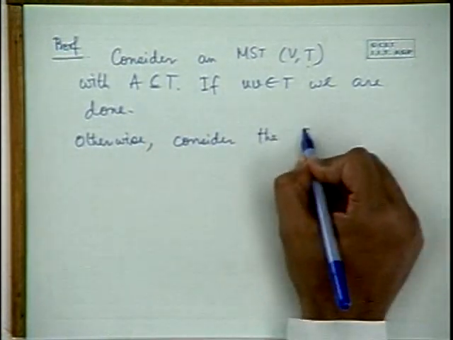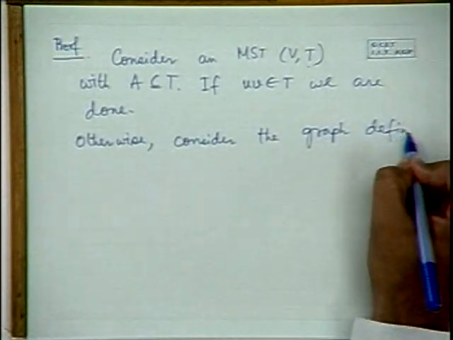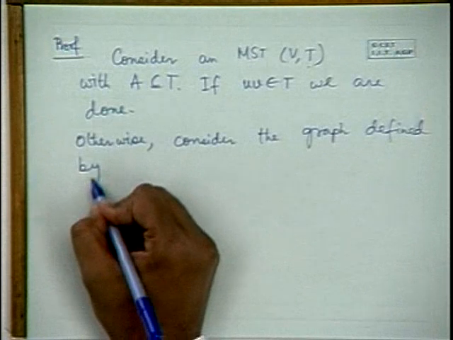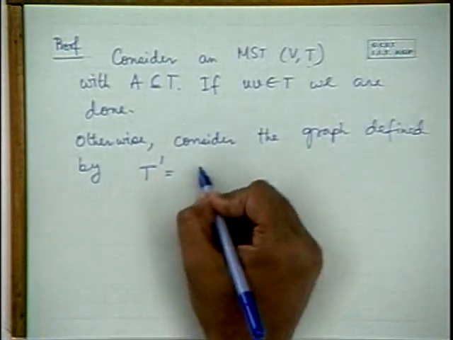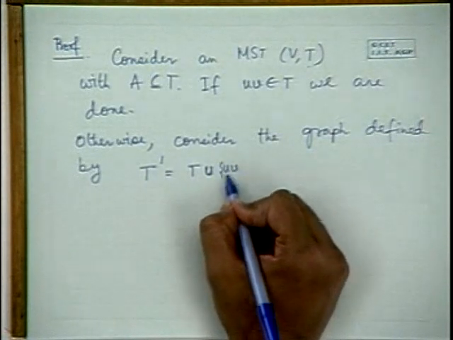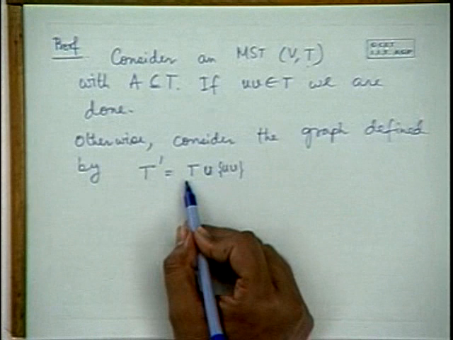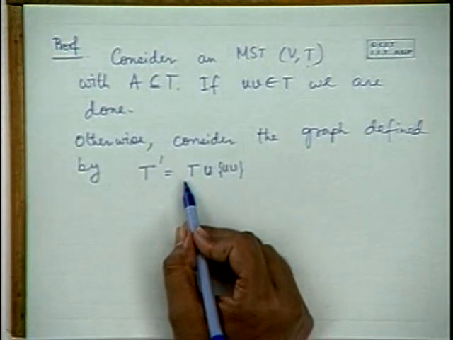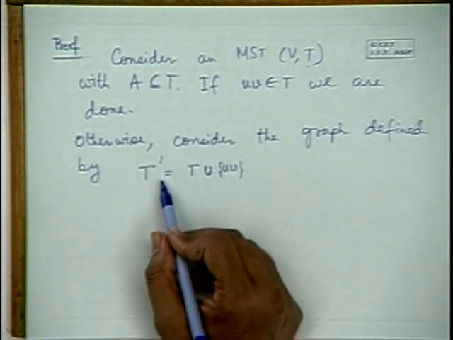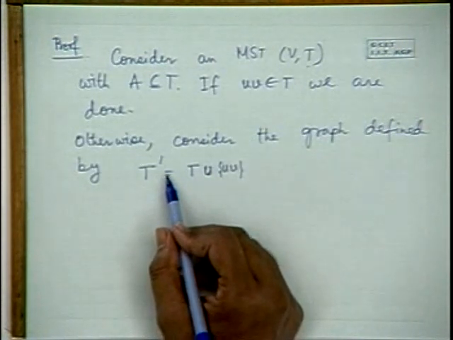Otherwise consider the graph defined by T prime which is equal to T union UV. So you just take the edge UV, union with T. T is the edge set of a minimum spanning tree. What you will get is a graph T prime. I don't know whether that is a tree or not, but it's a graph, so I am calling it T prime.